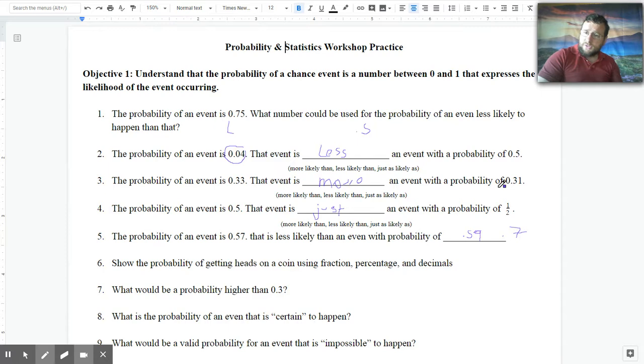All right, so a lot of questions in the test are actually like that. You just have to look at the answer choices and pick the ones which are more likely or less likely than the one given in the prompt. So fairly straightforward when it comes to this objective.